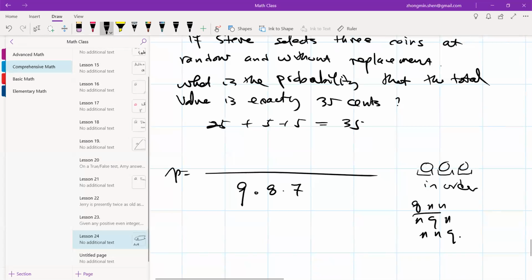For each pattern, how do you pick up a quarter? You have 3 quarters, so 3 choices. How do you pick up a nickel? There are 3 nickels and then 2 nickels left. But you have 3 different formats: Q N N, N Q N, and N N Q. So you multiply by 3. Then you cancel. Done. That's 3/28.